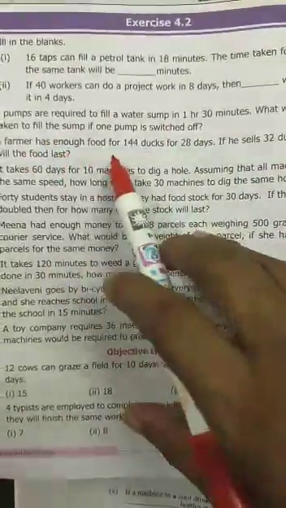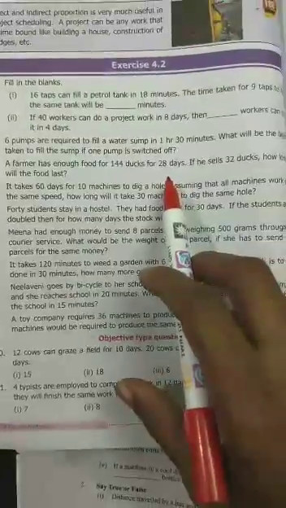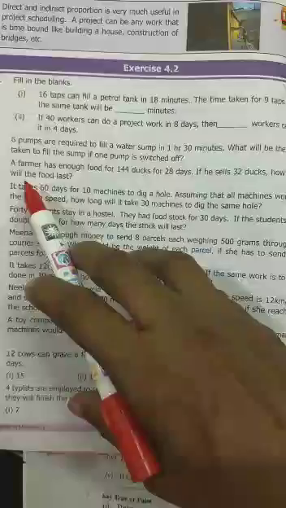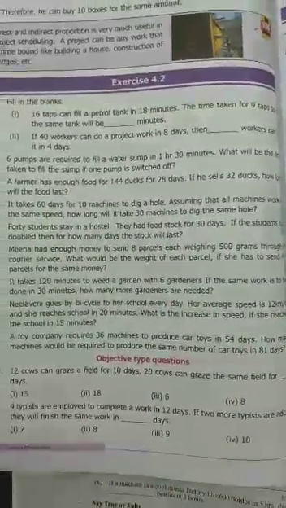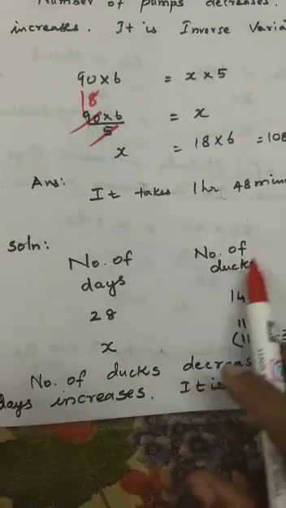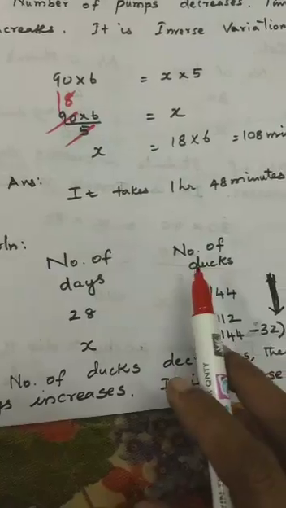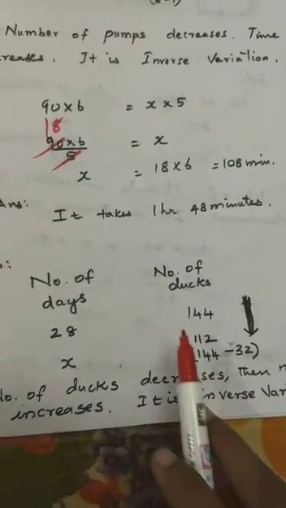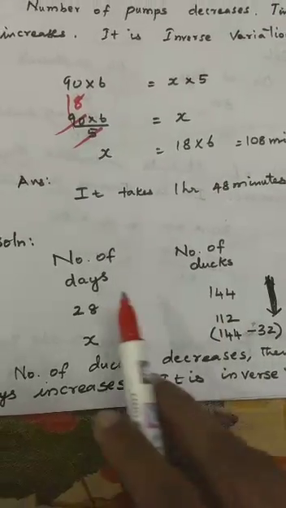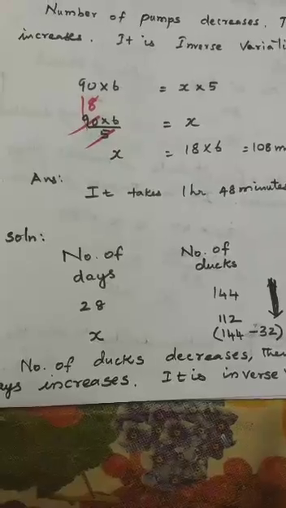A farmer has enough food for 144 ducks for 28 days. If he sells 32 ducks, how long will the food last? So the number of days is 28. The number of ducks is 144. Then he sells 32 ducks, so the remaining ducks is 112. The number of days we don't know, x.